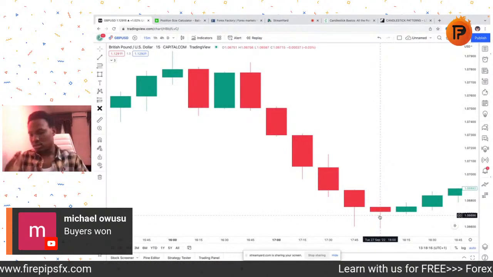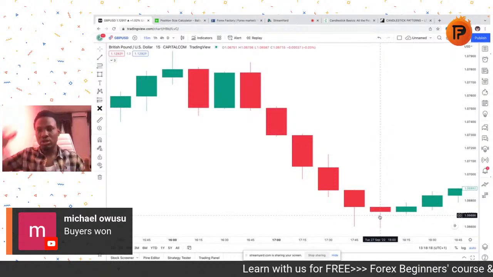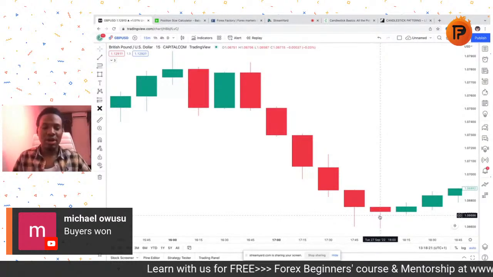These are opposites. They just mean the same thing. Some you can find at the top, the other one at the bottom. So these are the types of candlesticks that we have.